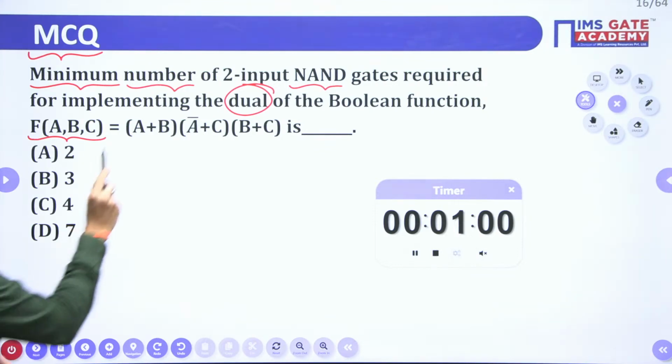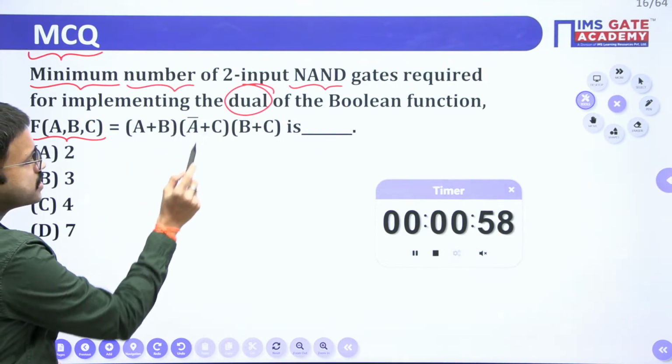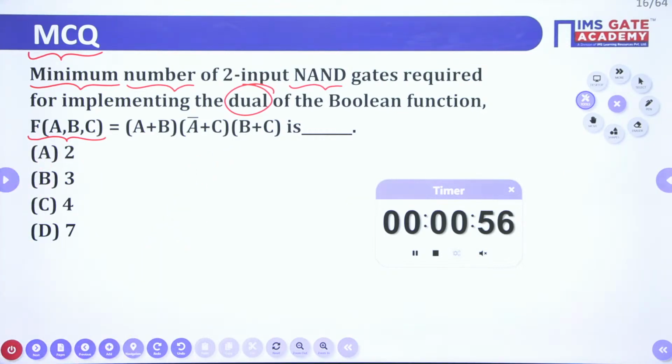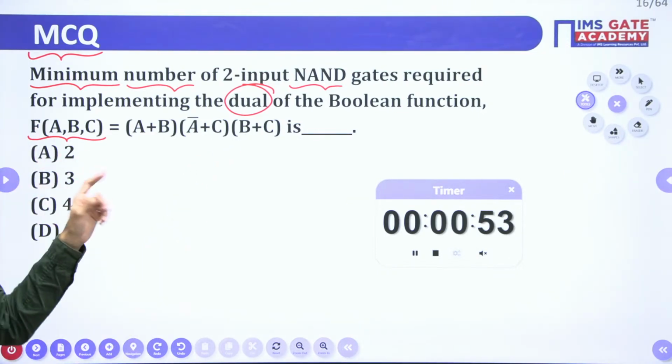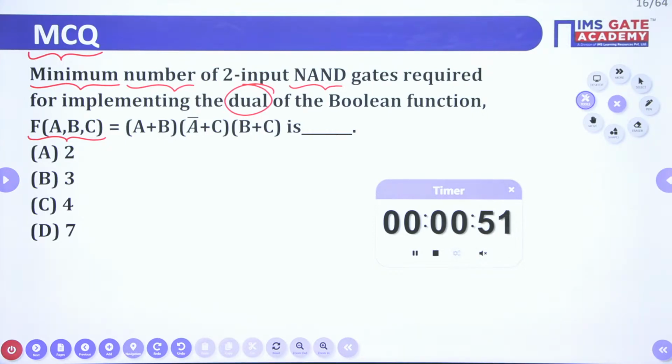Here the function is (A plus B) into (A bar plus C) into (B plus C). You have to apply dual, and then the question is regarding the minimum number of 2-input NAND gates.